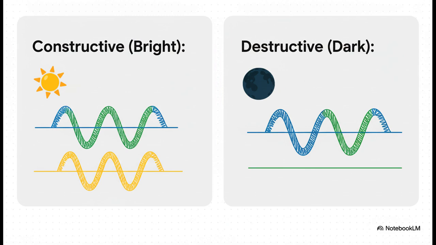If two wave crests arrive at the same spot at the same time, boom, they add up. You get a bright spot. That happens when their travel distances differ by a whole number of wavelengths. But if a crest from one wave arrives with a trough from another, poof, they cancel each other out. You get a dark spot. And that happens when the path difference is a half wavelength off.